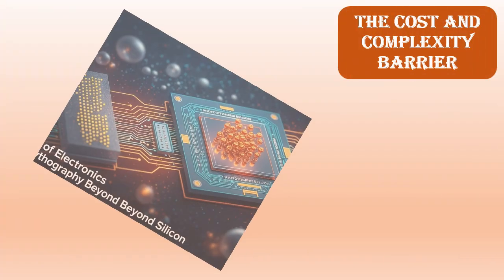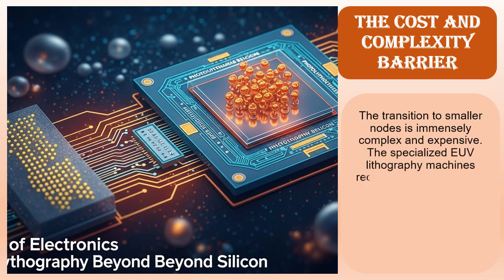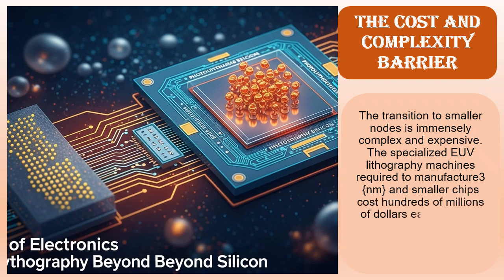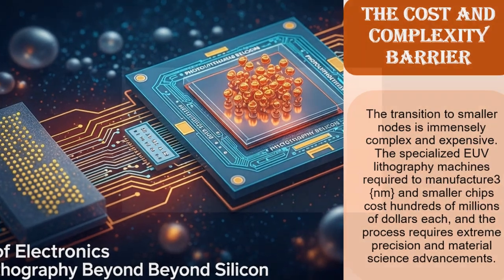The cost and complexity barrier. The transition to smaller nodes is immensely complex and expensive. The specialized EUV lithography machines required to manufacture 3 nm and smaller chips cost hundreds of millions of dollars each, and the process requires extreme precision and material science advancements.